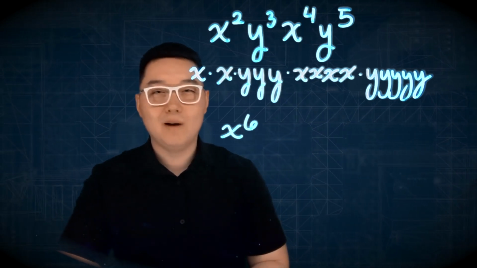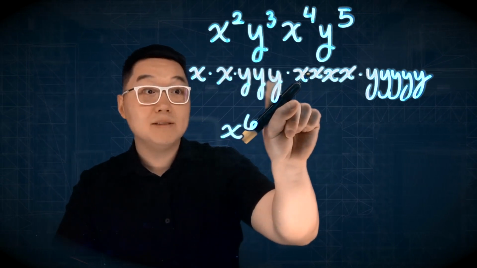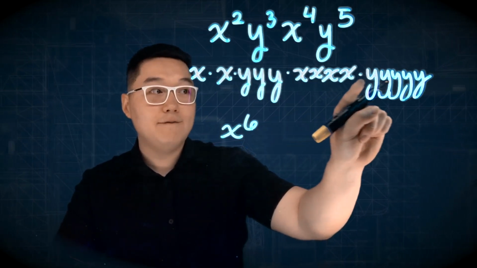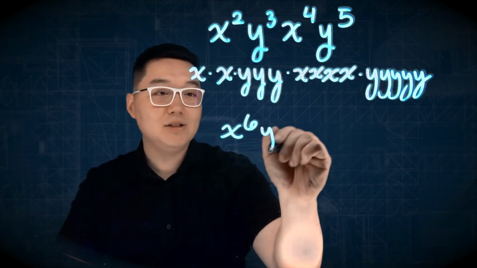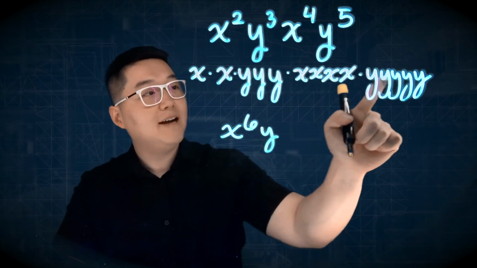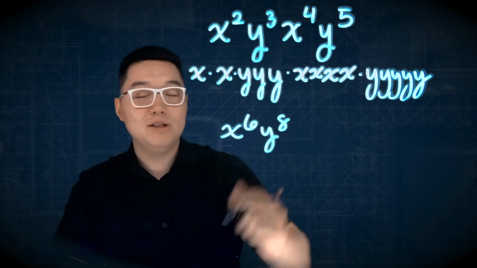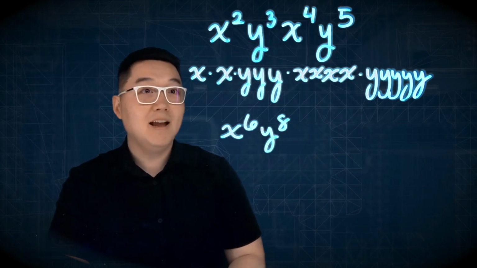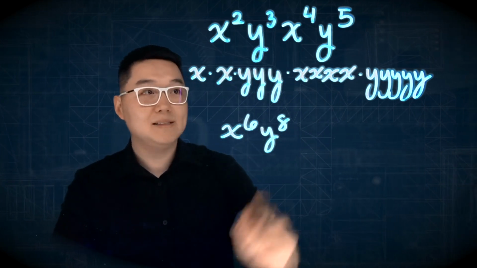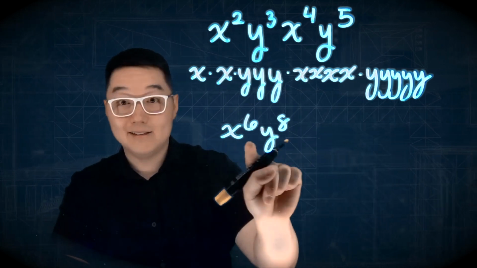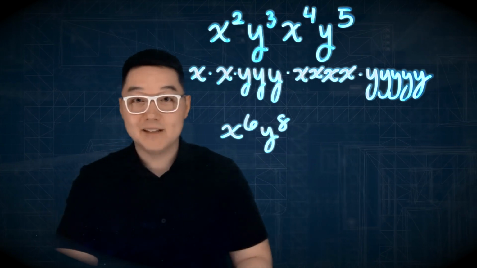Okay, but what about the y's? Well, we see y is being multiplied by itself here 3 times, times 5 more. So altogether now, we have y to the 1, 2, 3, 4, 5, 6, 7, 8. Or 3 plus 5, which is really just 8. And there you go. This expression containing exponents can be simplified as x to the 6th times y to the 8th.